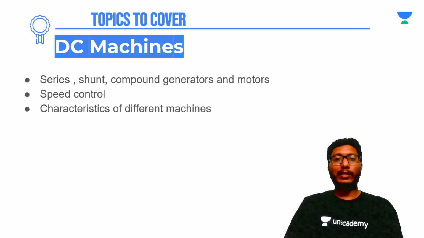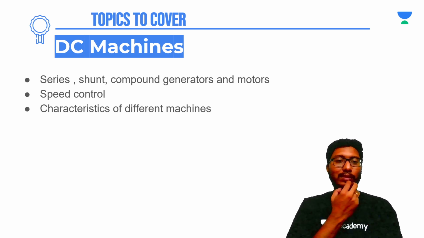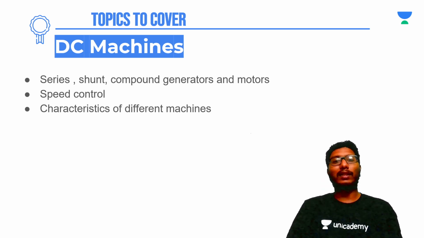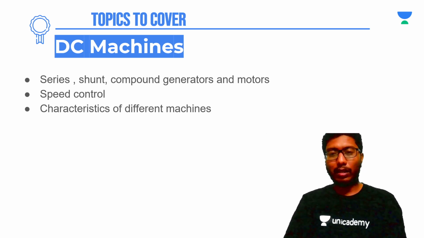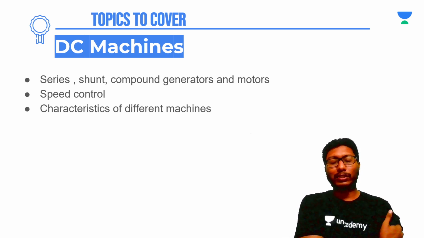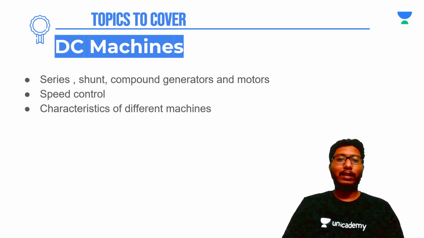The syllabus mentions series, shunt, and different types of compound generators and motors, their speed controls, and the characteristics of different machines, that is, series, shunt, and compound. The important thing to note with respect to DC machines is speed control. Every year we see at least one question from speed control. Sometimes questions might be asked on voltage control or voltage regulation, but mostly it's about speed control. Sometimes we are asked about starters, and also armature reaction, but the most important thing is speed control.